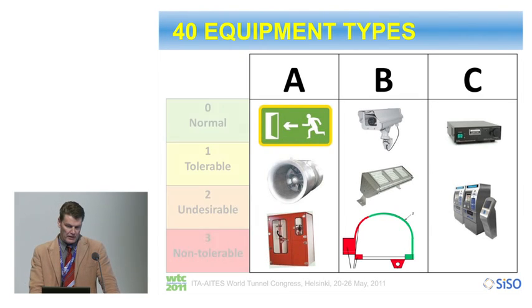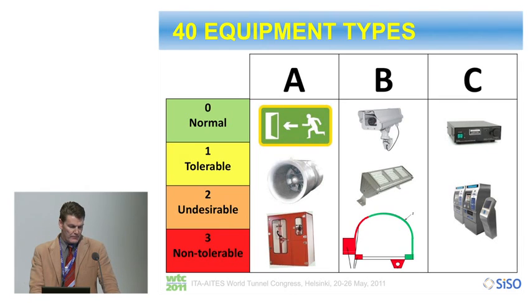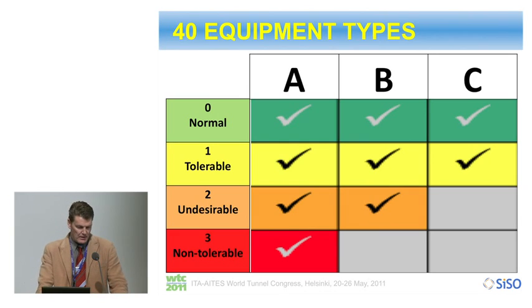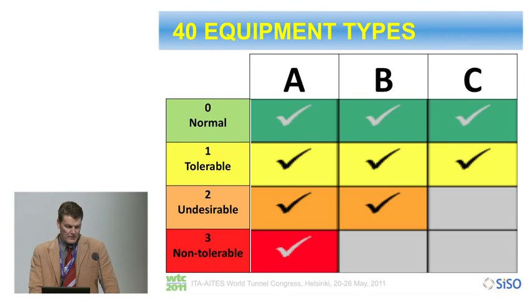A being the most critical category. And then four system states were defined. Green is normal, yellow is tolerable, orange undesirable, and red is non-tolerable. Last but not least, it was defined which system states the three categories can have, as seen in this matrix.